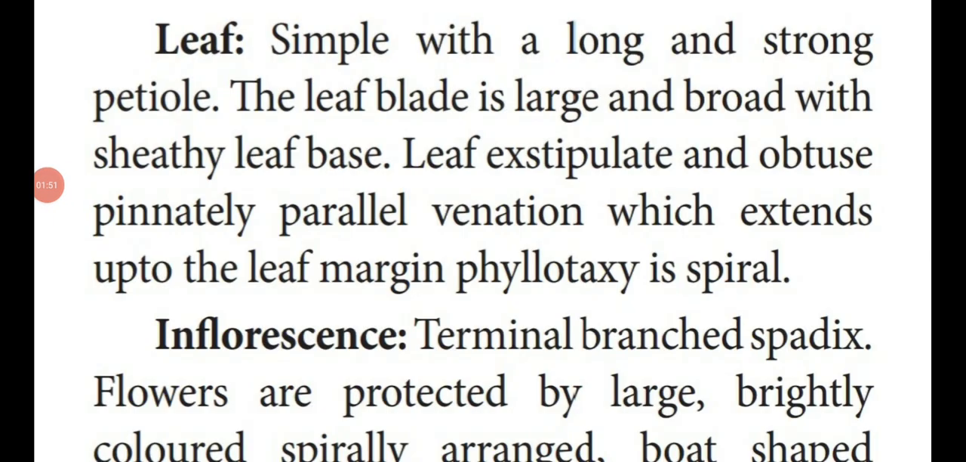Next one, leaf: simple, with a long, strong petiole. There is a big stalk, so that looks like a stem, that is said to be the petiole. Leaf blade is large, broad, with sheathy leaf bases. Stipules are absent, exstipulate. The shape of the leaf is obtuse. Venation is pinnately parallel venation, extended up to the leaf margin, and the phyllotaxy is spiral.